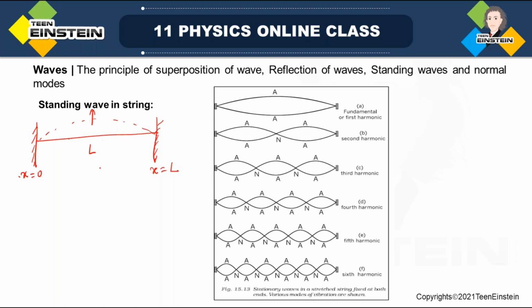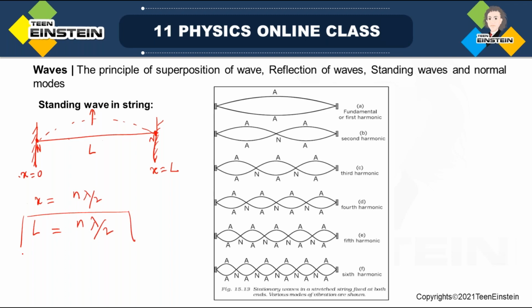Now according to our reflection conditions, we know if these two positions are rigid or fixed, there will be a node here, and at this position also there will be a node. So what is the condition to have a node? The positions of nodes are at n lambda by 2. So this L has to satisfy n lambda by 2.